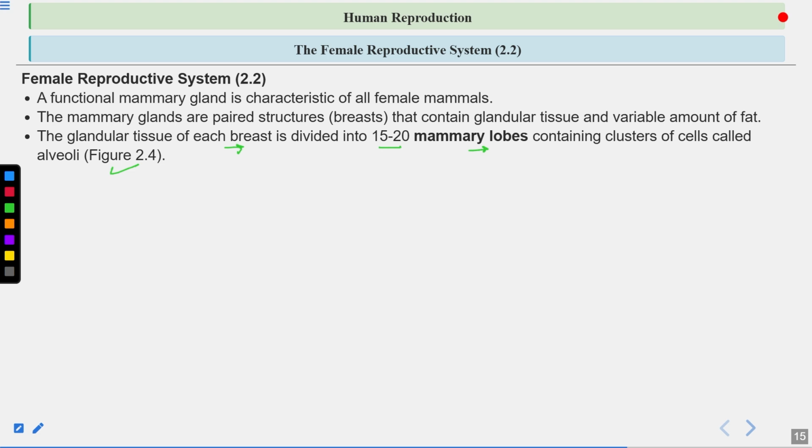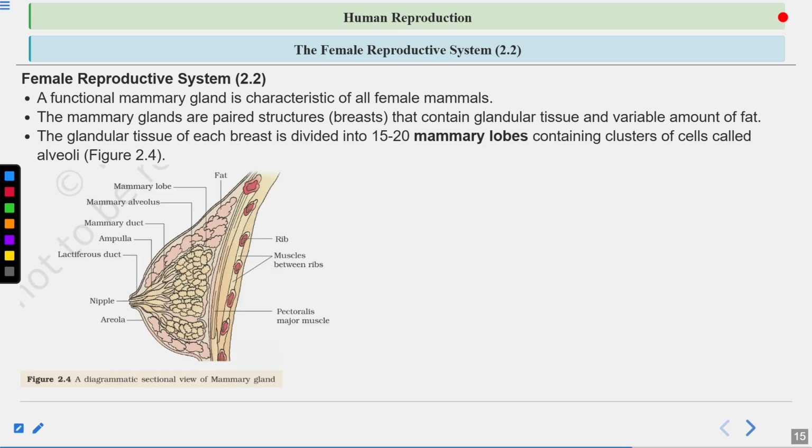So these alveoli are different from the alveoli of the lungs. In the lungs, these alveoli help in the exchange of gases. Here, these alveoli are involved in the secretion of milk. Within these mammary lobes, clusters of cells known as alveoli are present. You can see here, they have shown you in this diagram. This is a diagrammatic sectional view of the mammary gland. Here you can see the fat is present in the mammary gland. Then mammary lobes are present, 15 to 20 mammary lobes.